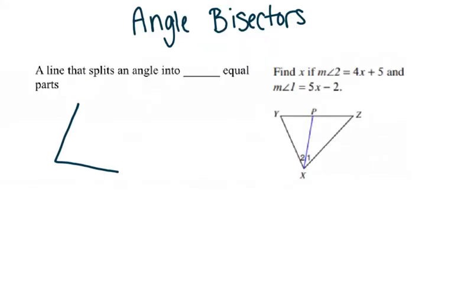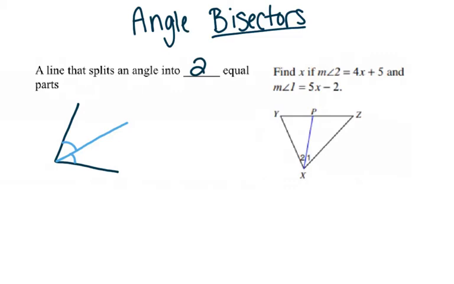Angle bisector. So remember that word bisector means a line that splits something into two equal parts. So an angle bisector is a line that splits an angle into two equal parts. So if I were to draw an angle bisector, I would be splitting this angle into two equal parts. So both of these would be congruent to each other.